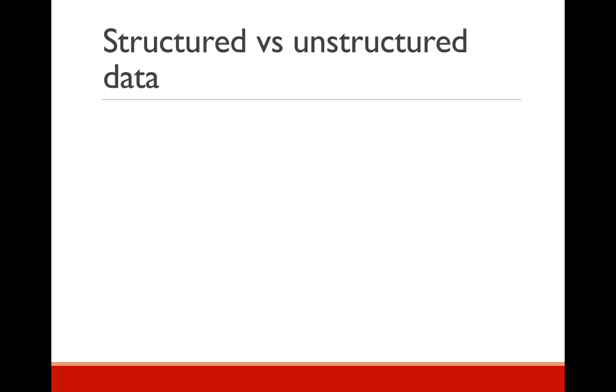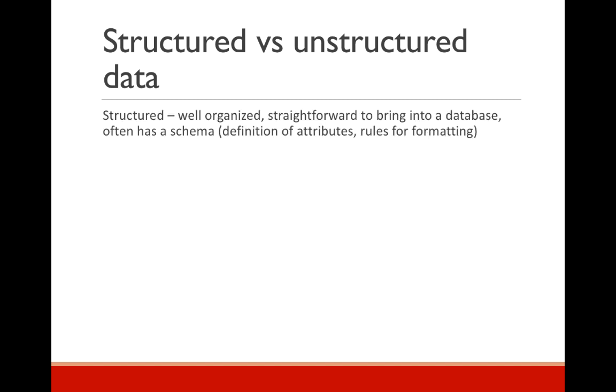So structured versus unstructured data. Structured data is really the data that you're lucky to have if you're able to get it. It's well organized. It's usually very straightforward to put it into a database. Typically, this comes in the forms of tables where you have rows and columns. Each column represents a different attribute. Each row tends to represent an entity.